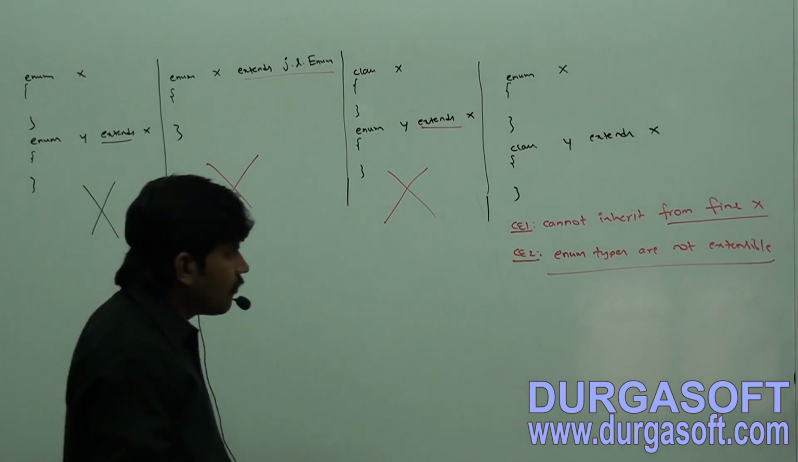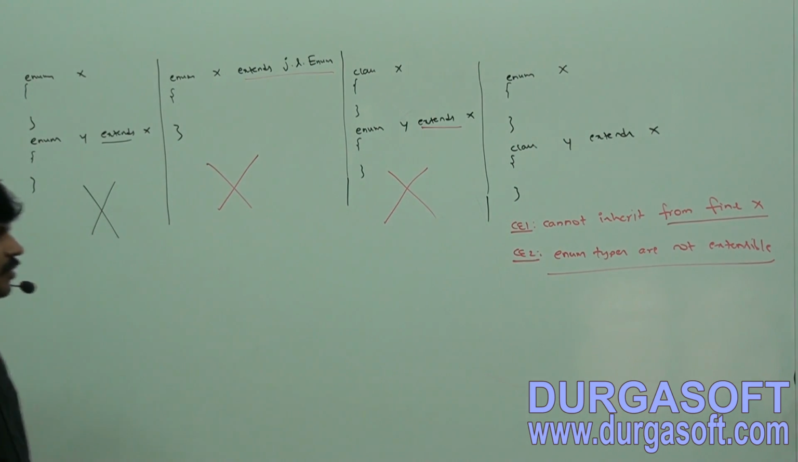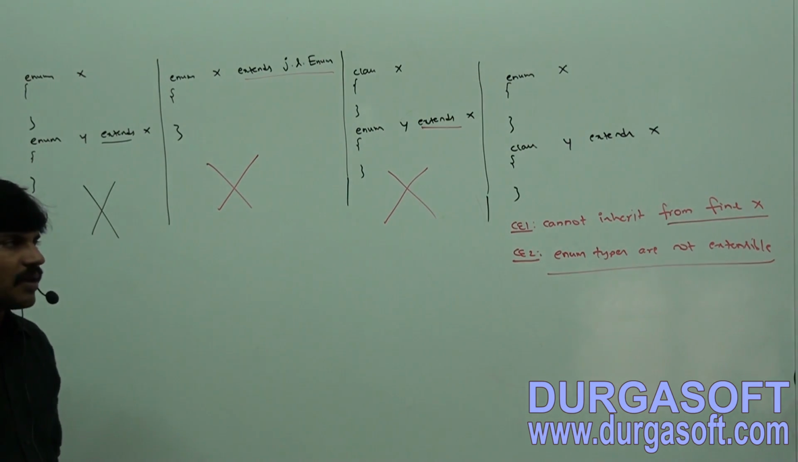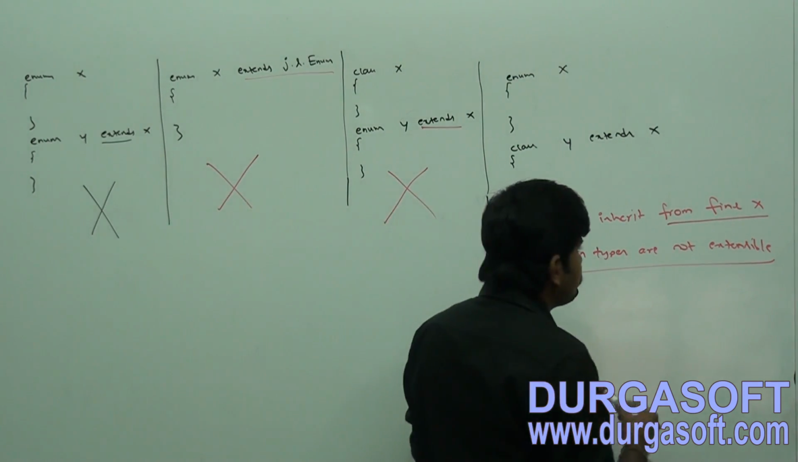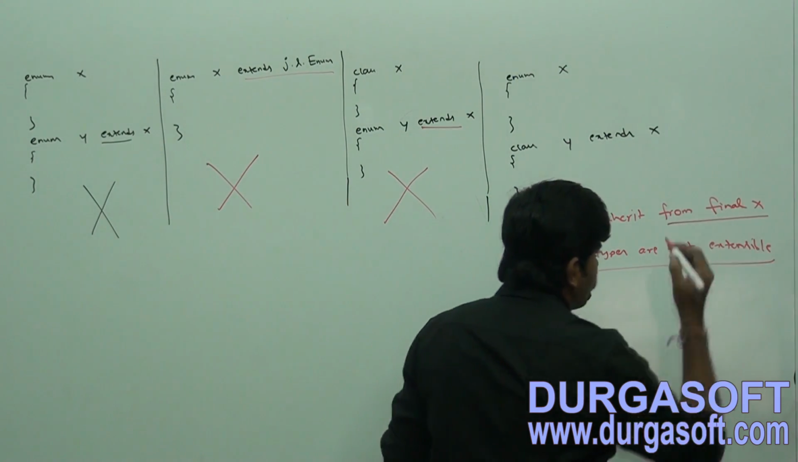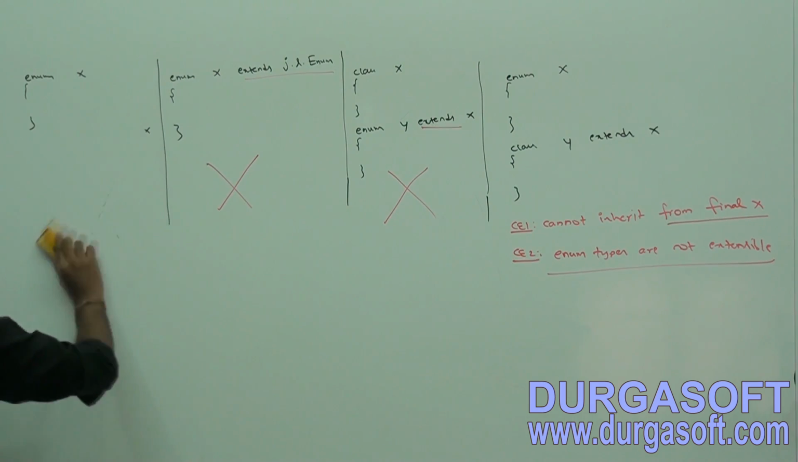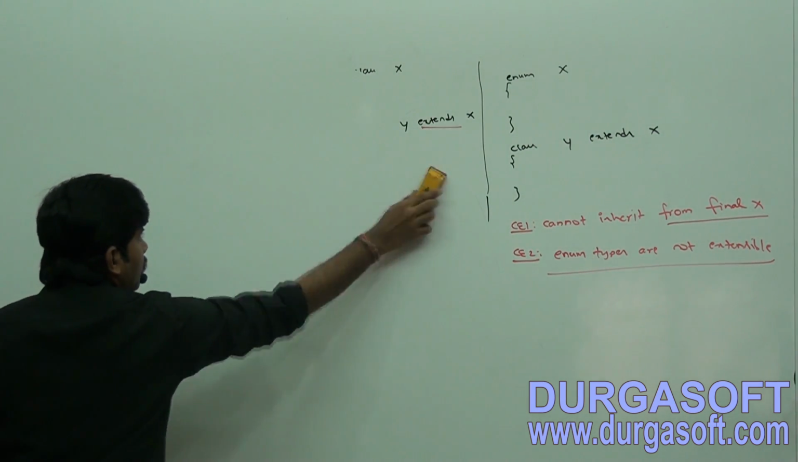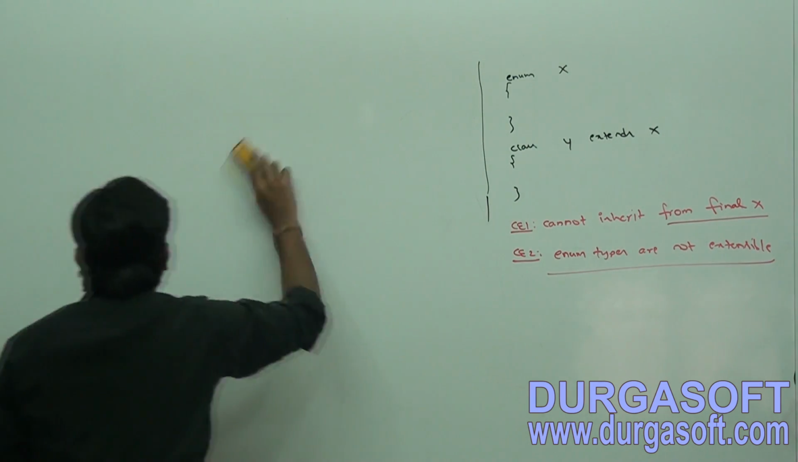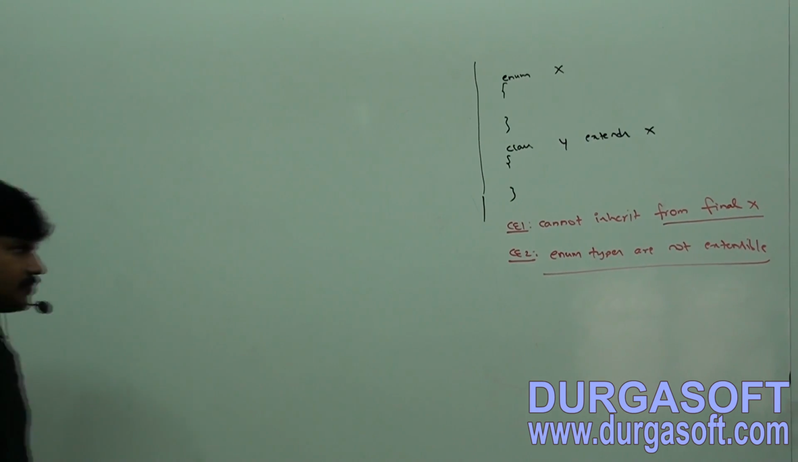Compile time error 1: cannot inherit from final X. Next, compile time error 2: enum types are not extensible. Completed, right? Enum types are not extensible.